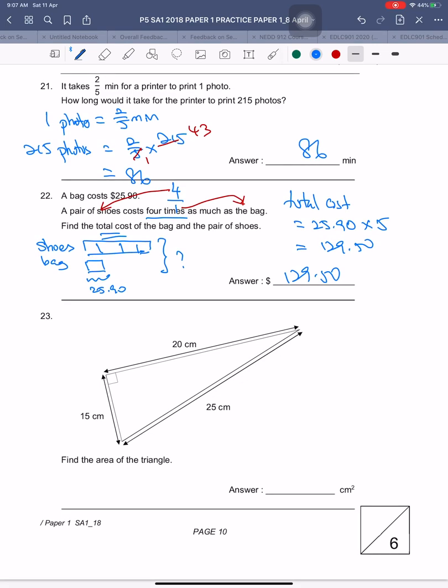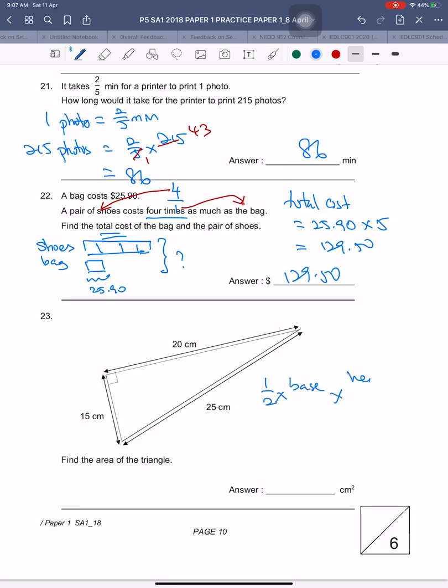Question 23, find the area of the triangle. So this question, there's no shaded triangle because there's only one triangle there. But they give you the length of all the 3 sides. You will need to know which one is the base, which one is the height.